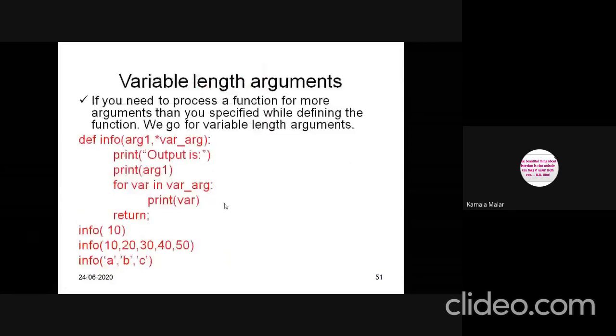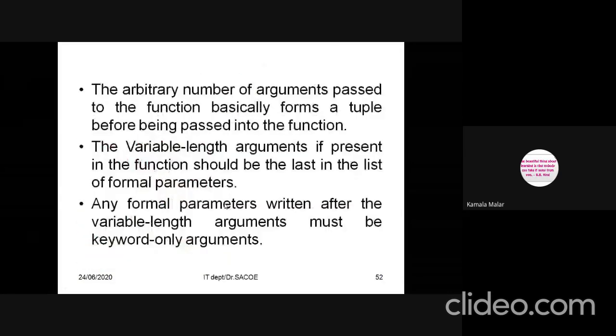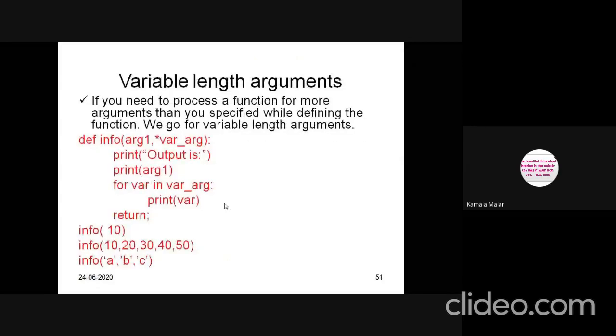Next one is variable length argument. In variable length argument, we can give a variable, not fixed, number of inputs. The count may vary depending on each run. In the first run you can give one input. In the second run you can give more than one input, 5 inputs likewise. It can be captured using a star followed by the variable name.